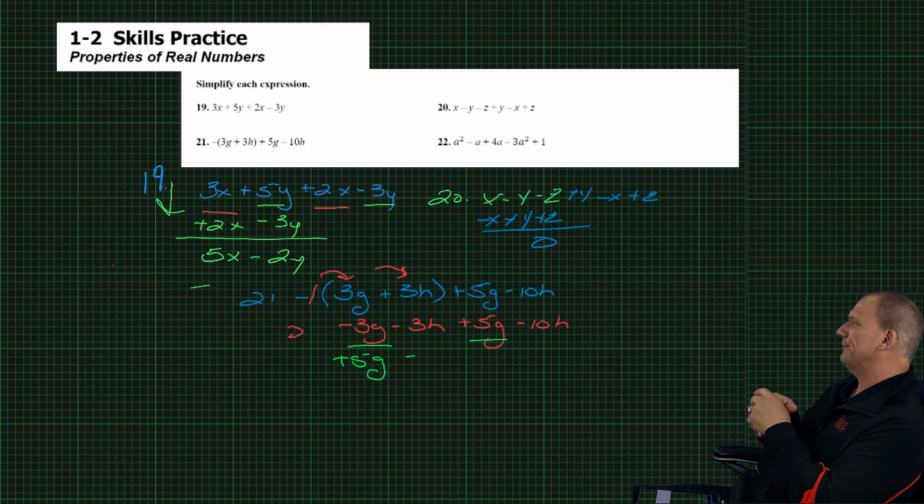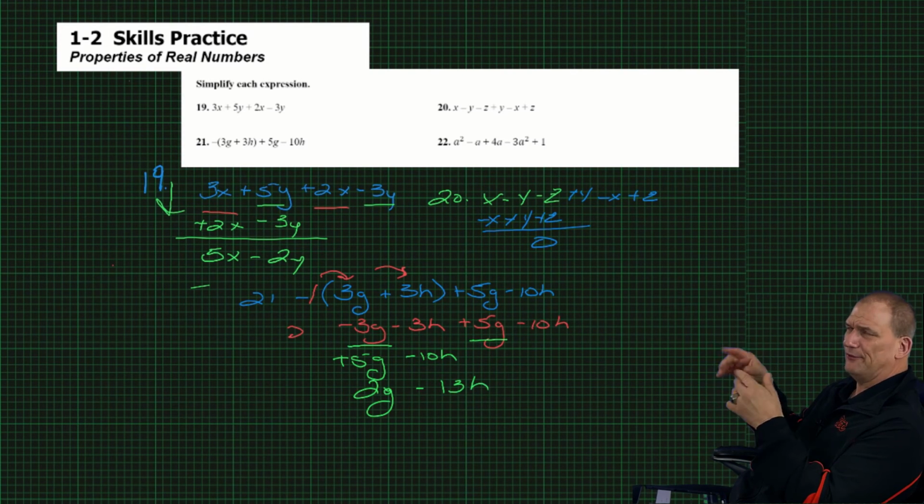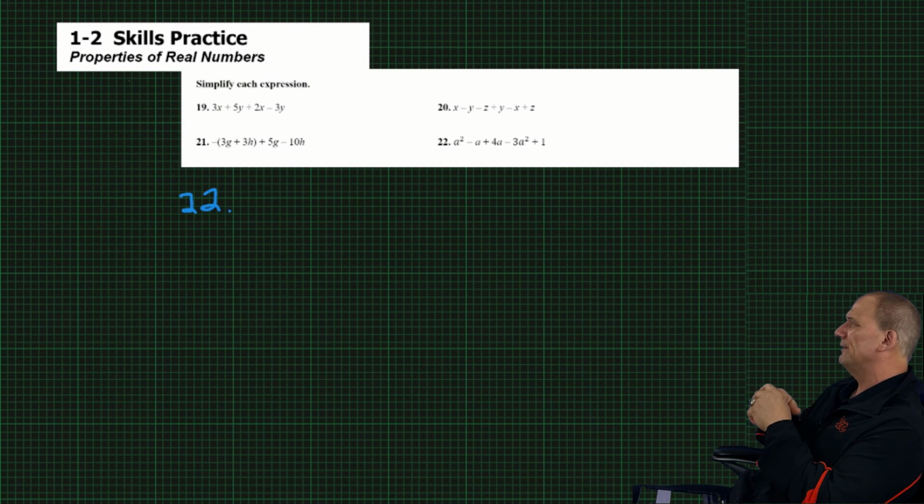And once we do this, we combine the g's and the h's. And remember, look, so we have -3g and a +5g. Opposite signs, you have to subtract, keep the sign of the bigger number. So 2g minus 13h. All right, what we got? Simplify.